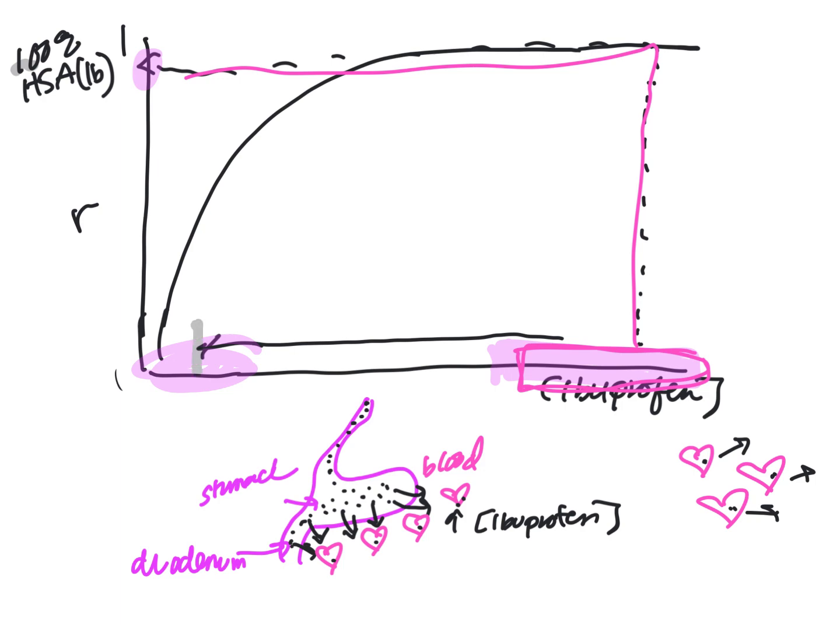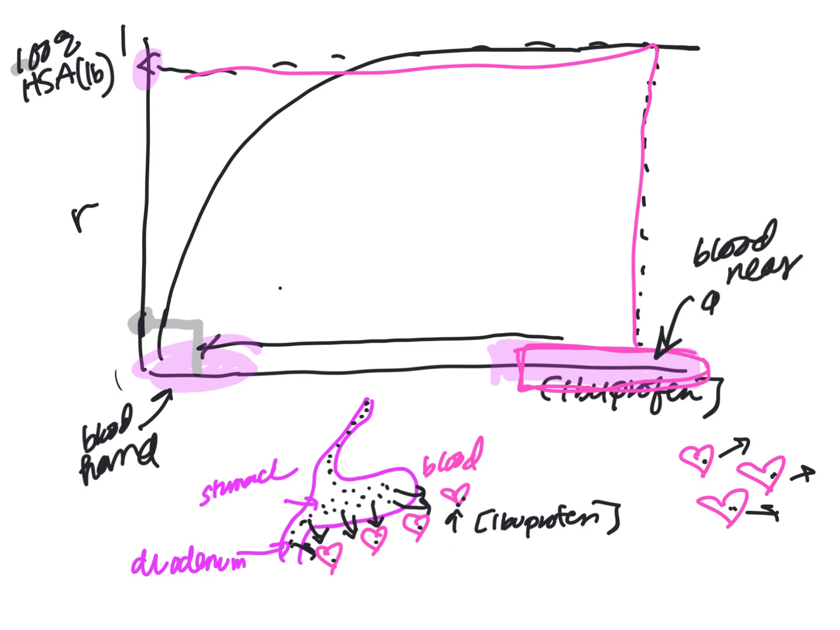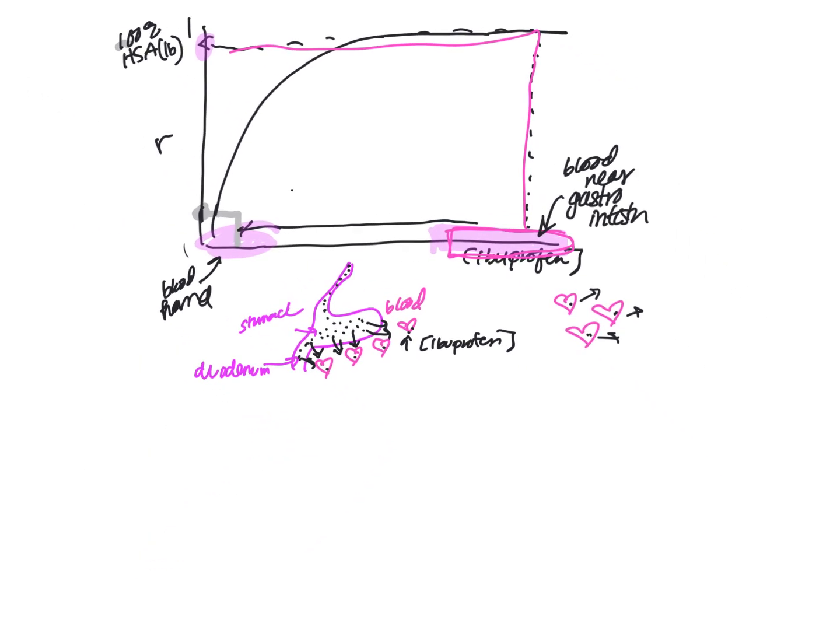So now you're in a region down here with low ibuprofen. And when you've got low ibuprofen, much less is bound to human serum albumin. So now it's dissociating from the HSA. Maybe this region right here represents the blood in your hand, and this region right here represents the blood near the gastrointestinal tract. So the hyperbolic curve can tell you a little bit about the physiology of it.